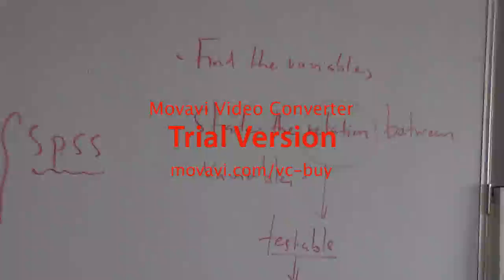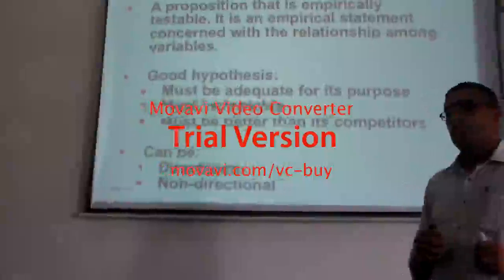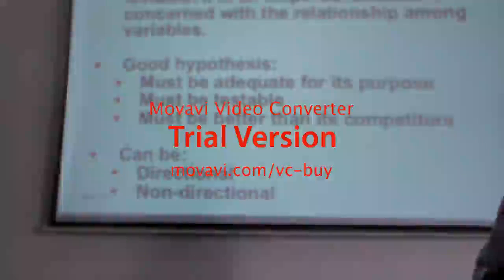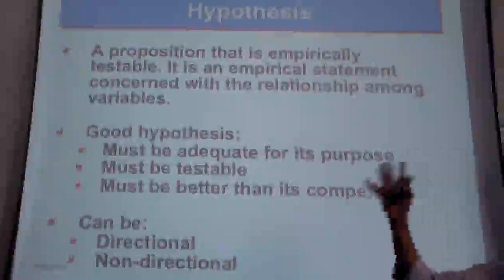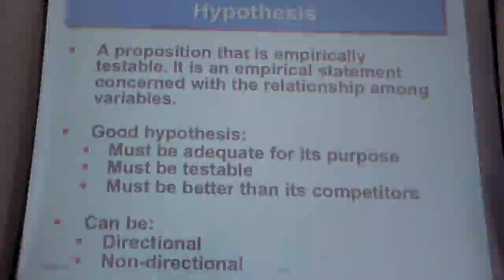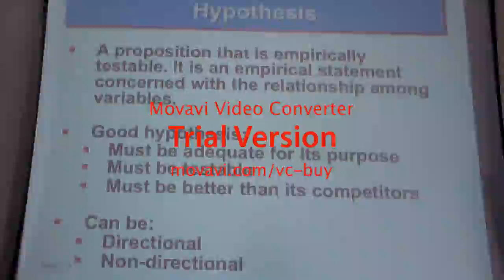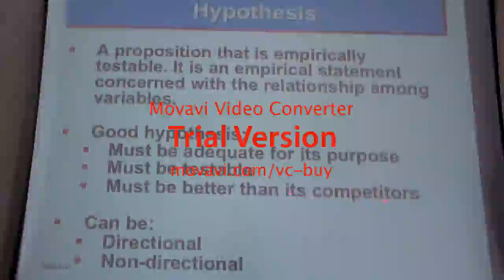The features of a good hypothesis: it must be adequate for its purpose. We have a purpose, so it should be adequate. Adequate means it should work fine. It should be enough. It should cover all the states and all the possibilities. It means it should cover the whole subject of the research. It must be testable and measurable. We can measure the variables, we can measure the relationship between these variables, and it must be better than its competitors.